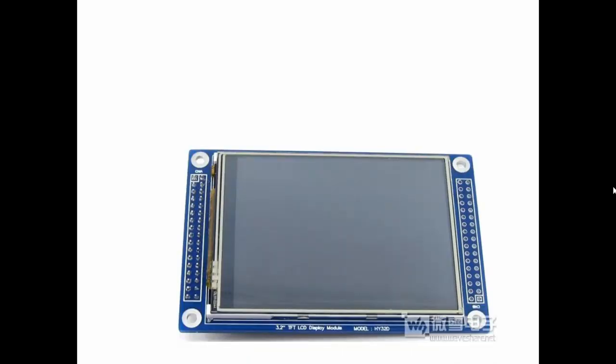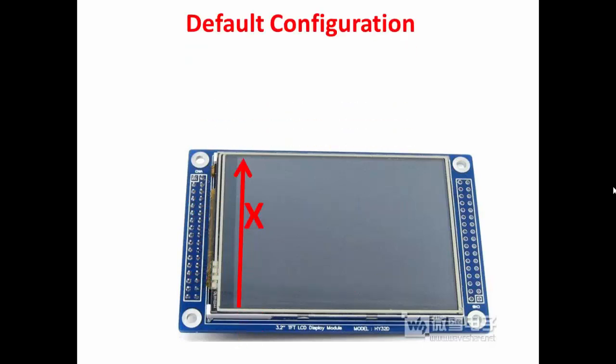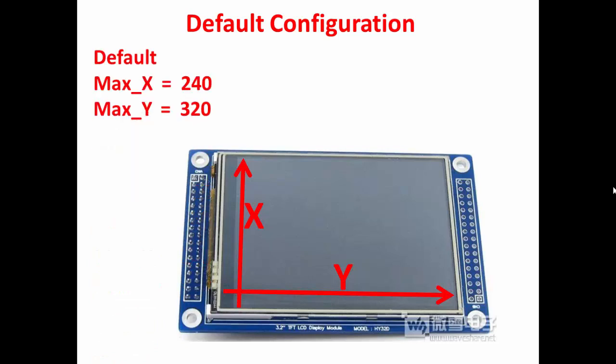Let's say we have the LCD module here. Now first let me show you what's the default configuration on the LCD. Now you can see that in this direction our X-axis works. And in this direction the Y-axis works. Now the maximum value that X can hold is 240. And maximum value that Y can hold is 320.